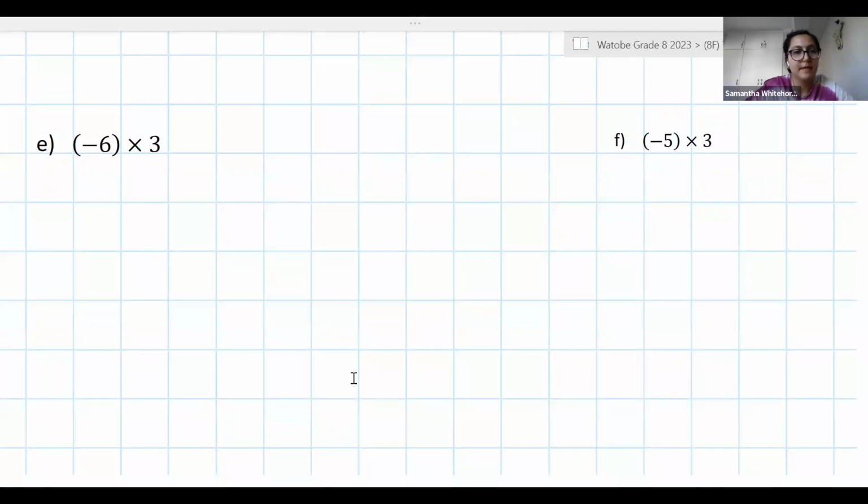Ma'am, yes. Negative 6 times 3 is equals to negative 18 because positive and negative gives us negative. Yes.